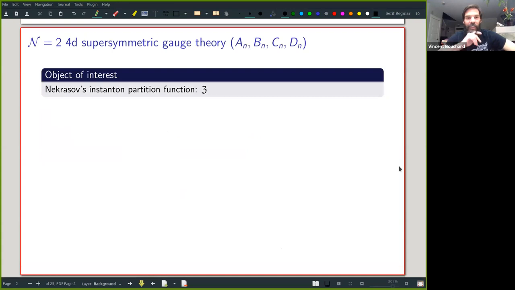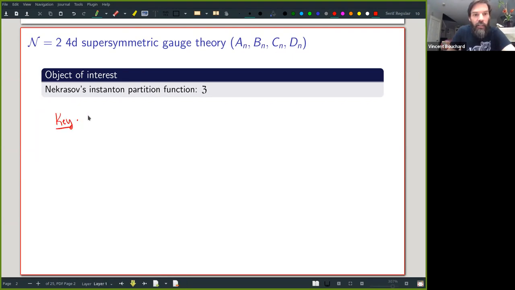So we'll get started. The setup here is N equals 2 four-dimensional supersymmetric gauge theories, something that has been studied a lot in the last little while. We'll talk about A_N, B_N, C_N, D_N, so all the ABCD cases. The main object of interest in these theories is the partition function, or what's called Nekrasov's instanton partition function. I won't define these things here because that would take way too much time and I wouldn't be able to get to what I want to talk about.